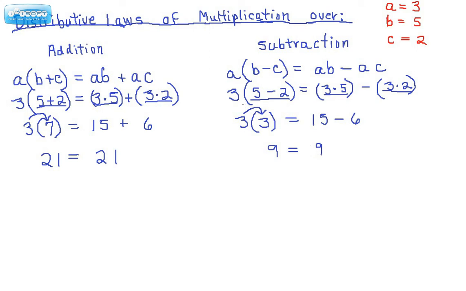So whenever you can't subtract what's inside of parentheses, if you multiply the term in front times each term inside, you still get the same result. And that's what the distributive laws of multiplication over addition and subtraction tell us.